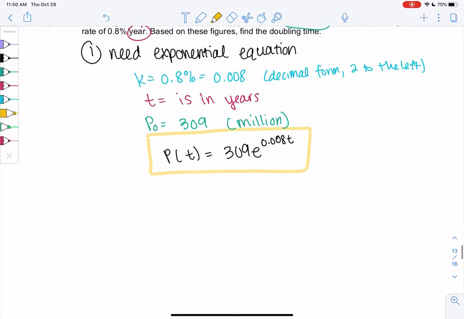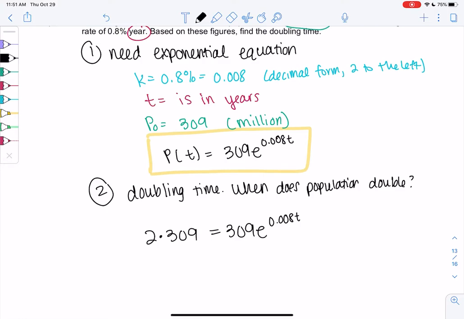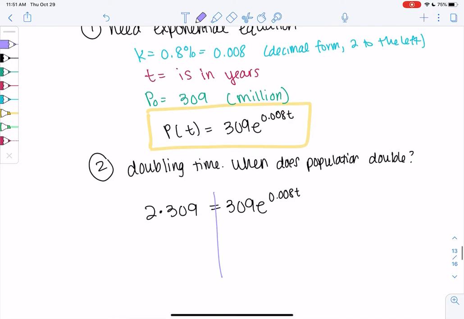So what would doubling mean? So when does the population double? So t is unknown. So we're gonna leave the right side as 309 e to the 0.008t. And we're gonna set it equal to double that initial amount. So we'll do 2 times 309. I could multiply, and if we do 2 times 309, we find that it's 618. But I don't really need to do that, so let me show you why. If we divide both sides by 309, they just cancel out, and we're just left with 2. So I never really needed to actually multiply.